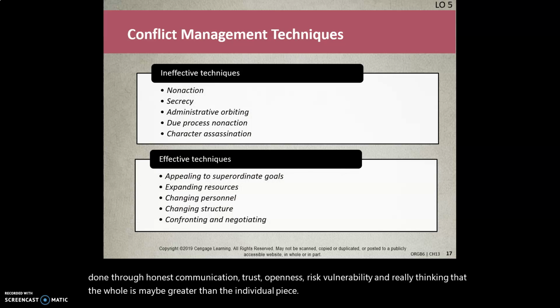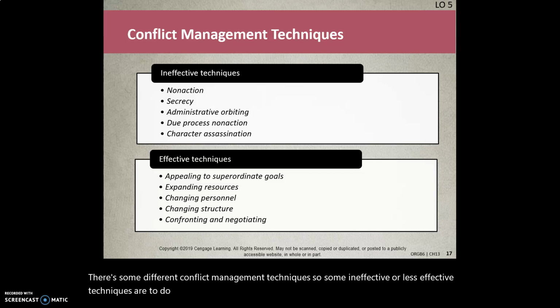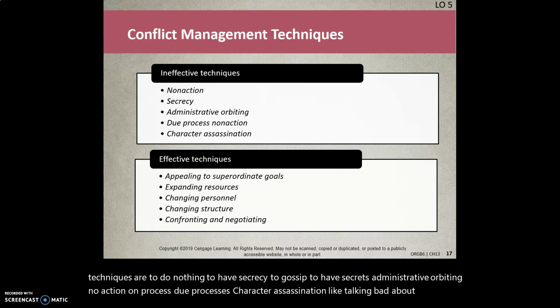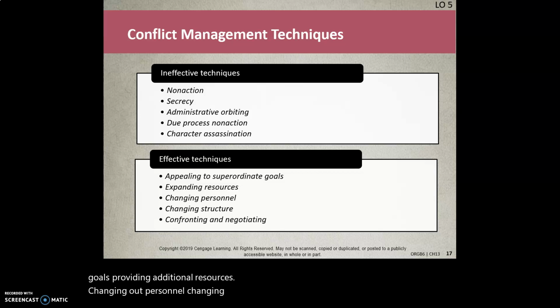There are some different conflict management techniques. Some ineffective or less effective techniques are to do nothing, to have secrecy, to gossip, administrative orbiting, no action on due processes, and character assassination, like talking bad about people. And then some effective techniques are really appealing to your supervisor's goals or your boss's goals, providing additional resources, changing out personnel, changing structures, really confronting the issues, and then providing opportunities for negotiation.